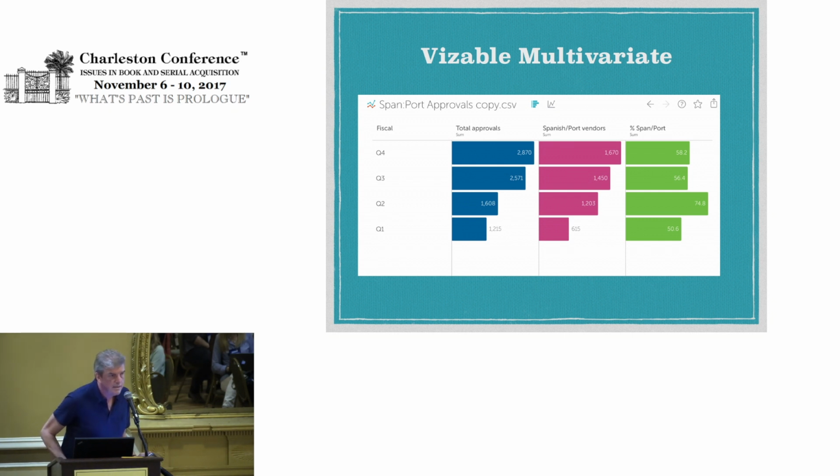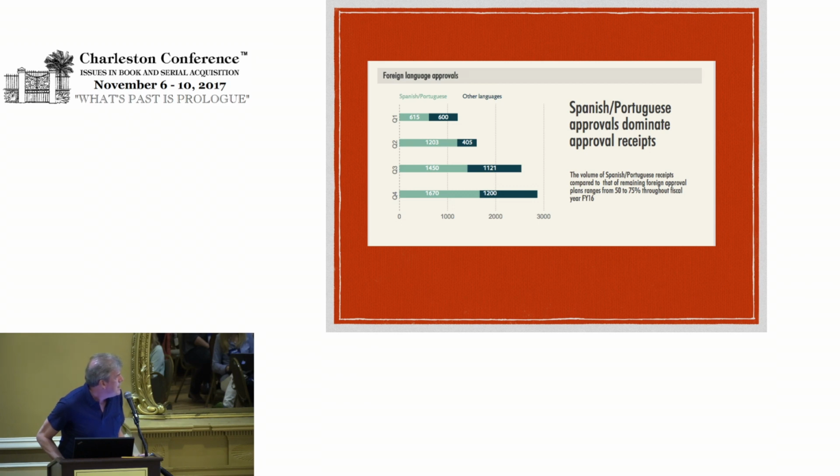We have a selector who goes on foreign buying trips all over the world in areas that speak those languages, and we just decided to show the differences. So our total approvals overall, we could figure out quarter by quarter there was a huge disparity between the Spanish-Portuguese vendors and the percentages from the whole. So here was the way that I presented it in the data visualization.